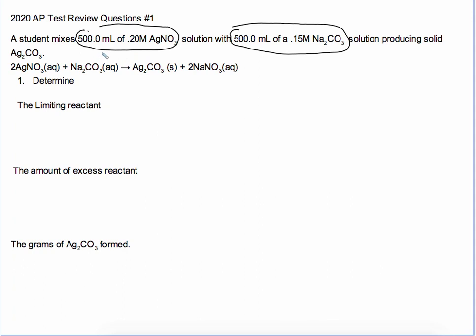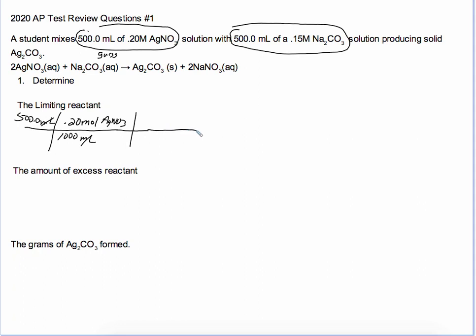What I usually do is pick one that I think is limiting, and then do the problem to make sure that I'm right. So I'm going to start off with this 500 milliliters of silver nitrate. Remember that whenever you take a volume and multiply it times its molarity, you have to break it into the correct units. So that's the moles of silver nitrate for 1,000 milliliters. I broke the molarity into moles per milliliters.